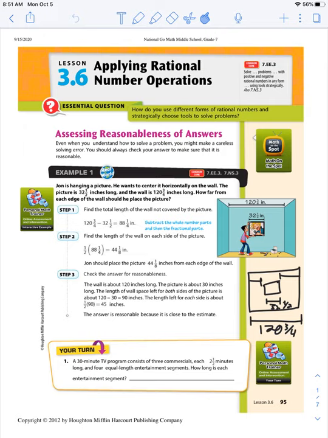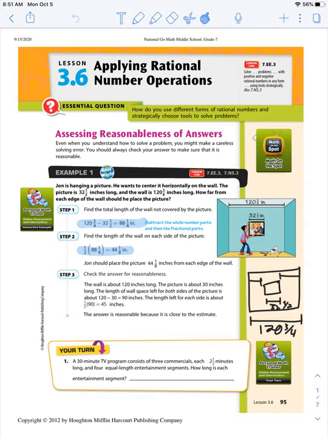To figure out what each distance is, first we have to figure out how much space is left. To do that, we're going to find the difference of 120.75 and 32.5. So we're going to subtract those. Then we're going to take what we have left and divide it by 2. Or notice they multiplied it by 1/2. Same thing.